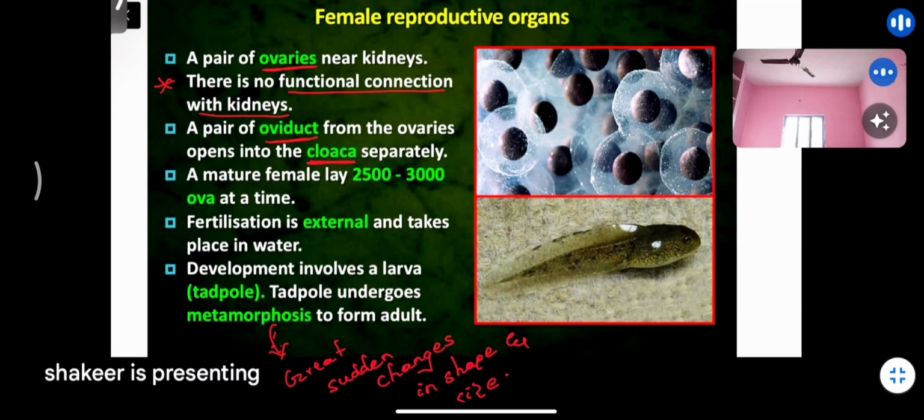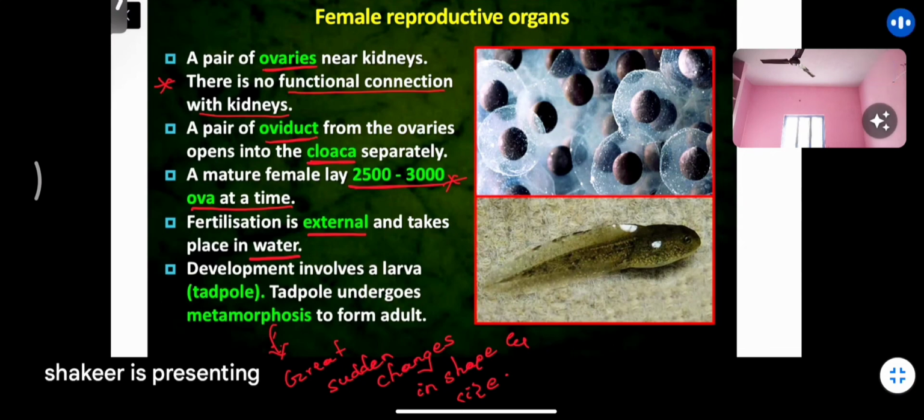So a mature female lays 2500 to 3000 ova at a time. This may be another important bit. Clear? Fertilization is external and takes place in water. There is no concept of internal fertilization here. Total fertilization takes place in water itself, because the ovum is released by the female frog directly into the water. There fertilization will happen.